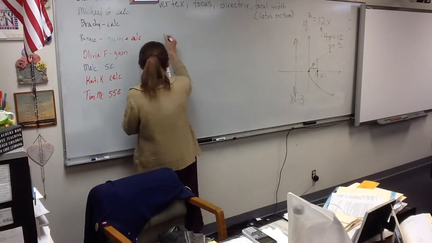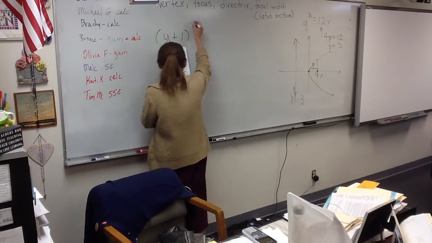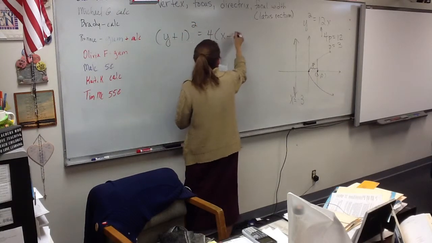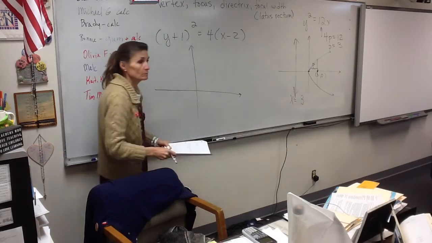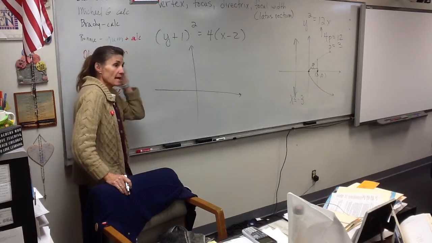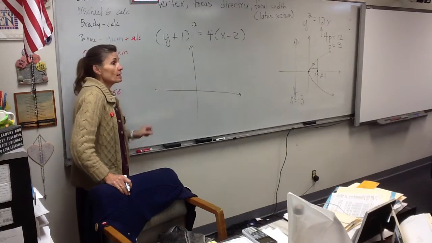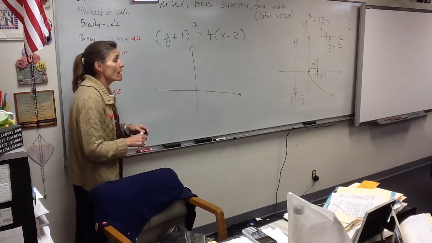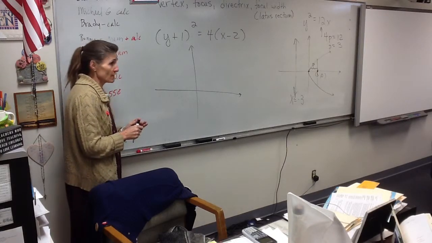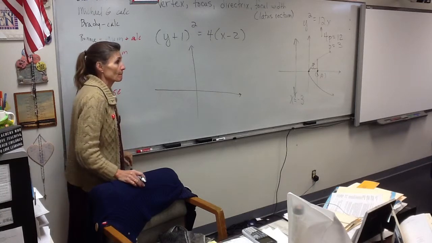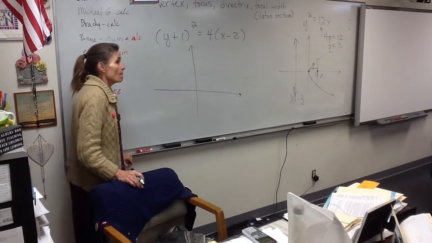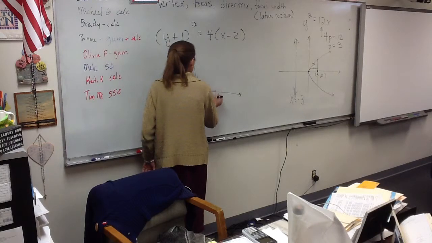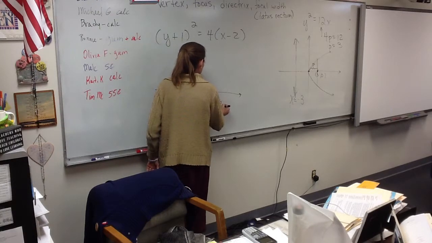All right, so here we go. This is letter C. Now, do not freak out. The rules are the same. The only difference is, where is my vertex? Is it 1 up from the origin? My vertex is at 2, -1.